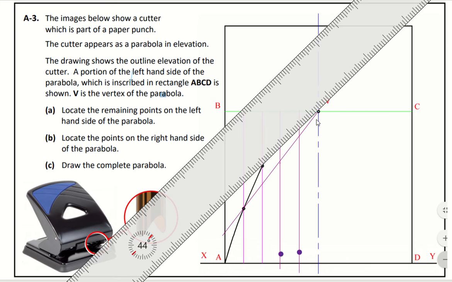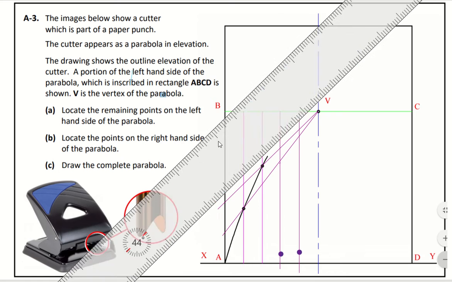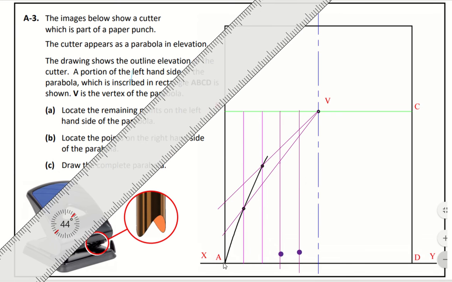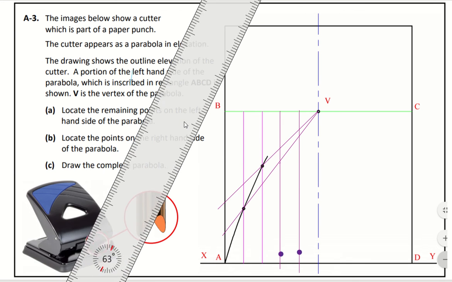Something like that. So again, draw a line on the point in the curve that we're given. Something like that. So now I know the distance from there to there. So from A to this generator line is going to be repeated up along here. So let's measure it.